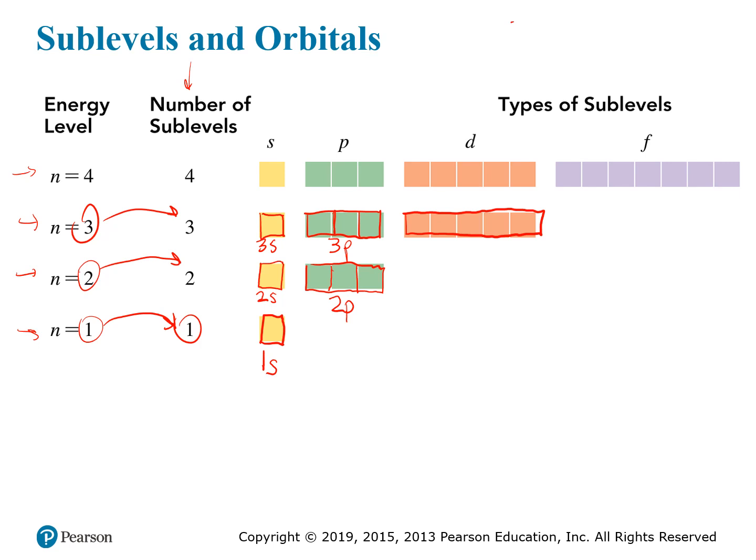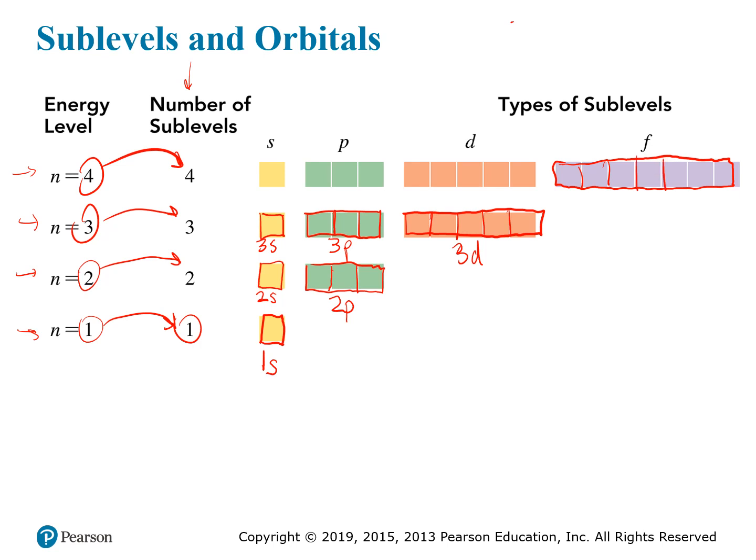Because every P sublevel is split up into 3 orbitals. Every D sublevel is split up into 5 orbitals. And so we could say that the sublevel is 3d, right? And we could also say that there are 5 of these 3d orbitals within the sublevel. And then for n equals 4, you have 4 sublevels, so you finally get to the F sublevel, right? And the F sublevel is always split up into 7 orbitals.